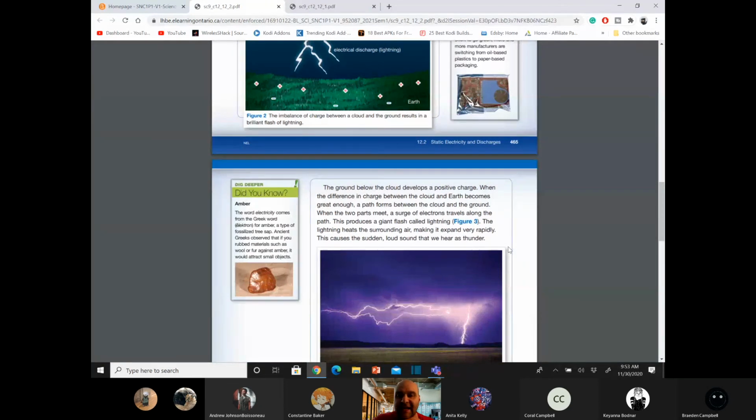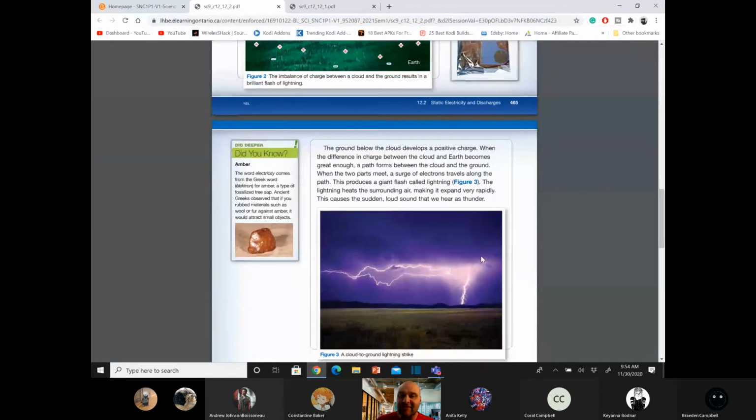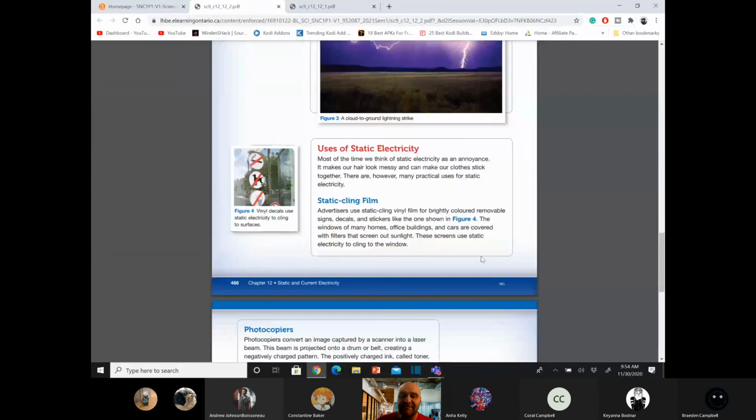When the difference in charge between the cloud and the earth becomes great enough, a path forms between the cloud and the ground. When the two parts meet, a surge of electrons travels along this path. This produces a giant flash called lightning. The lightning heats the surrounding air, making it expand very rapidly. This causes the sudden loud sound that we hear as thunder.